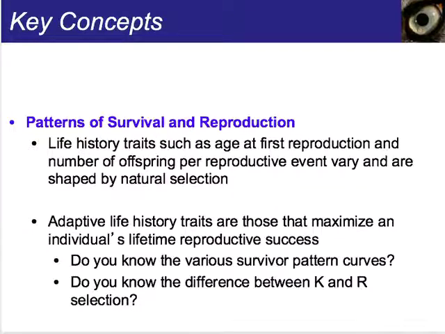So life history traits such as age at first reproduction and number of offspring per reproductive event vary and are shaped by natural selection. Adaptive life history traits are those that maximize an individual's lifetime reproductive success. Do you know those various survivor pattern curves? Don't worry about K and R selection because we did not go over that.